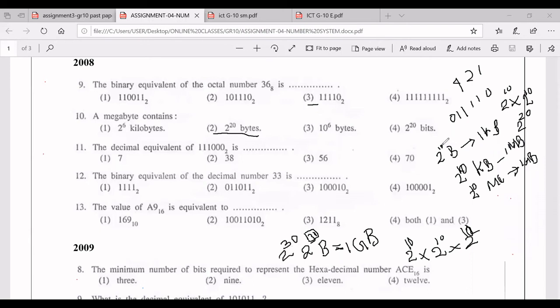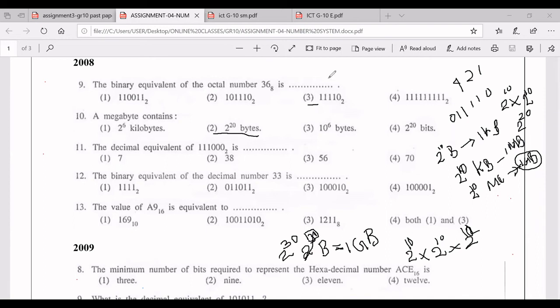Okay. Look at that carefully again: 2 to the power 10 into 2 to the power 10 into 2 to the power 10 is equal to 1 GB, right? So in bytes, 2 to the power 10 into 2 to the power 10 into 2 to the power 10 is 2 to the power 30. 2 to the power 30 bytes is equal to 1 GB.